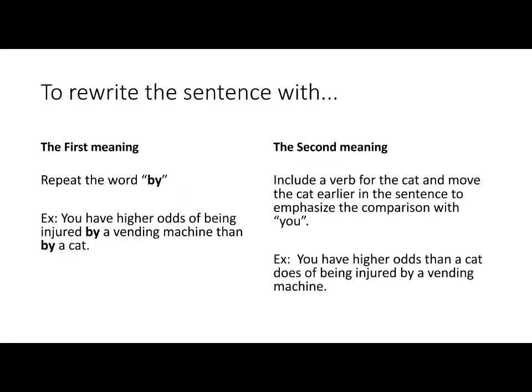So if you want the meaning to be that you're more likely to be injured by a vending machine than you would be by a cat, then you have to say it either just like I did or just add the by there. You have higher odds of being injured by a vending machine than by a cat. Now, the second meaning is you include a verb for the cat and move the cat earlier in the sentence to emphasize the comparison with you. So you would say you have higher odds than a cat does of being injured by a vending machine.